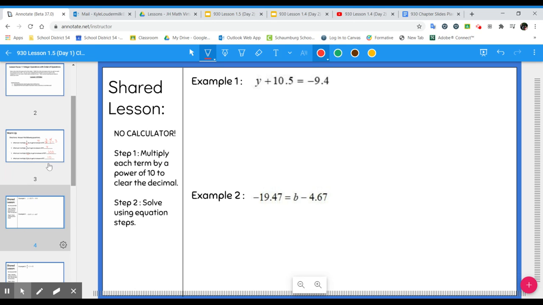So the first example, it says, multiply each term by a power of 10 to clear the decimal. So what you need to look at first is how many decimal places does it go to? This one goes to the 10th, this one goes to the 10th, so I could multiply by 10 to clear the decimal. So if I distribute the 10, I get 10y plus 105 equals negative 94.